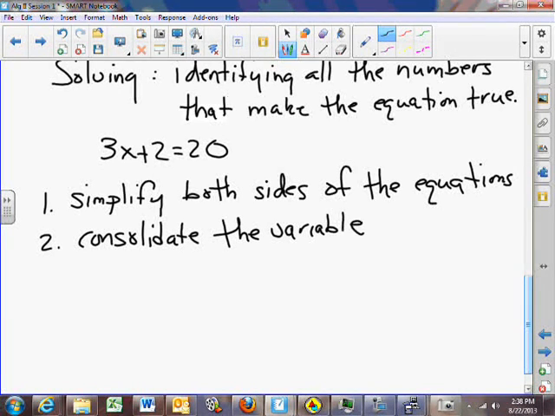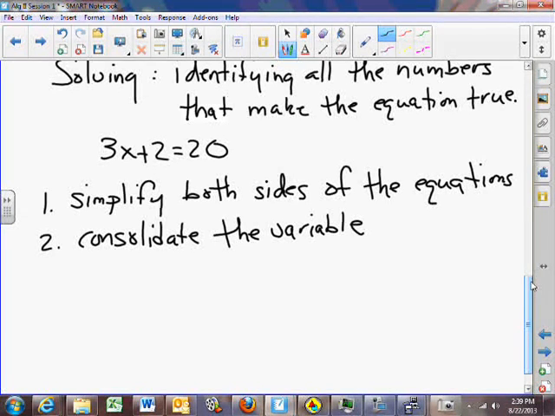Now, what this means is if you have, after simplifying, a variable term on the left-hand side of the equation and a variable term on the right-hand side of the equation, you would want to move, through the addition property of equality, the terms that contain the variable all to the same side of the equation, and then simplify, combine those like terms into one single term that contains the variable. That would be consolidating the variable.